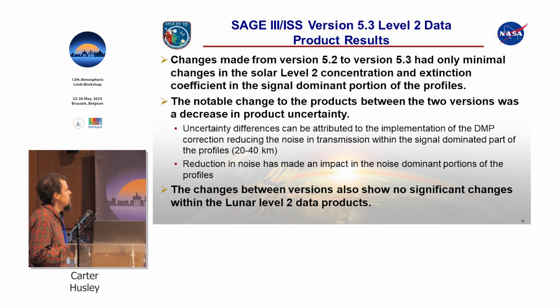Uncertainty differences can be attributed to the implementation of the DMP for reducing noise in the transmission, especially within the signal dominant parts of the profiles, which is between 20 and 40 kilometers. And you also had a reduction in the noise dominant part of the profiles as well. And since the only change really made to the lunar algorithm was the change in meteorological input data, there are no significant changes within the lunar level 2 products.